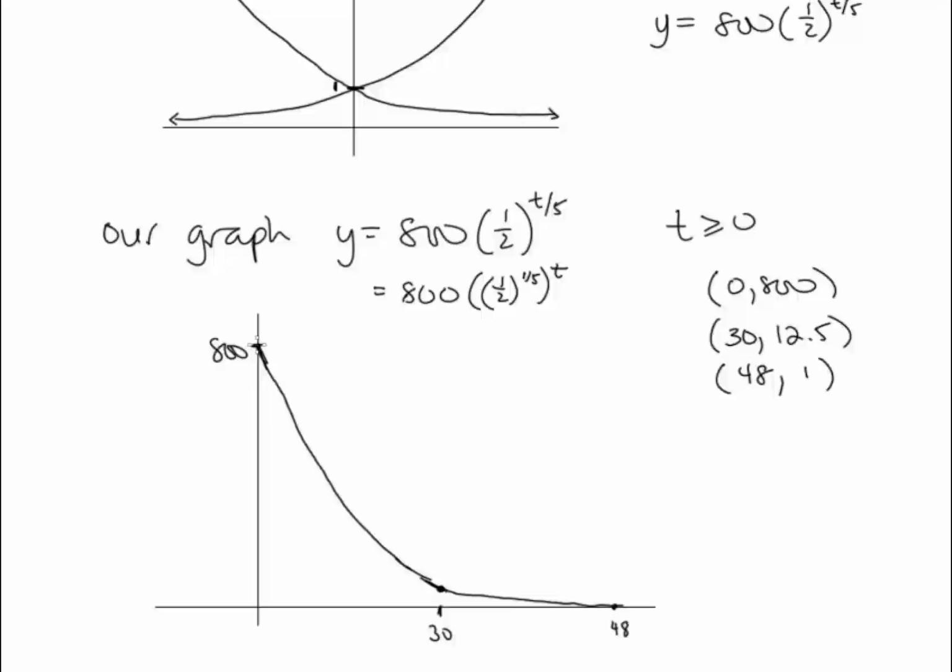And then we do have a couple of other pieces of information. We know that after 30 days, the mass is 12.5 milligrams, and after 48 days, approximately, the mass is 1 milligram. So that's here. And so this is a sketch of our function for mass.